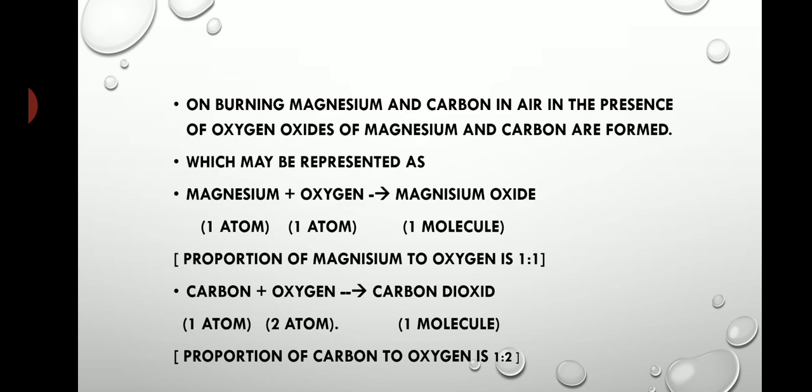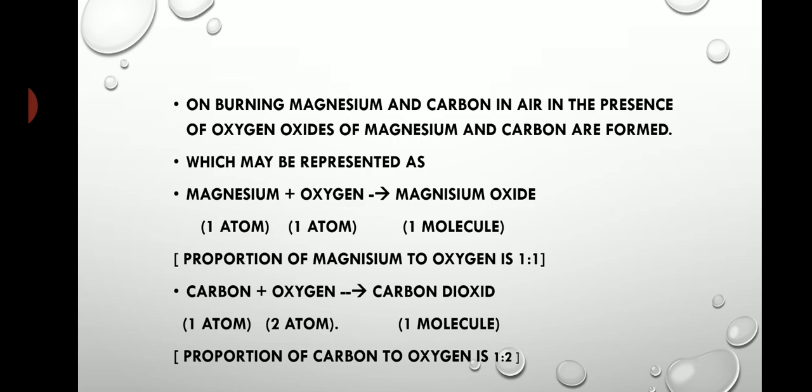Proportion of magnesium to oxygen is 1:1. Why 1:1? Because one atom of magnesium and one atom of oxygen. This is the ratio or proportion of magnesium to oxygen. Second example, carbon plus oxygen will form carbon dioxide.